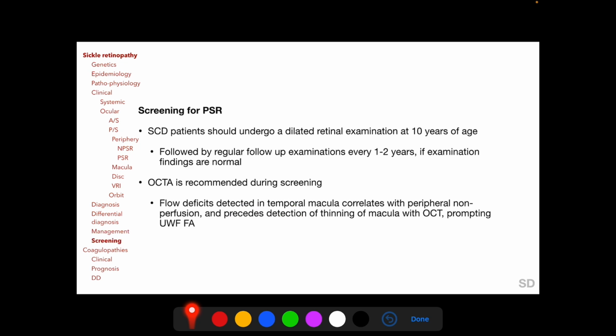The recommended screening protocol for proliferative sickle retinopathy is as follows. Sickle cell disease patients should undergo a dilated retinal examination at 10 years of age, followed by at least annual re-examinations. And as we have mentioned, OCTA is recommended during screening because flow deficits detected in the temporal macula on OCTA correlate with peripheral non-perfusion, indicating the need for fluorescein angiography or ultrawide field fluorescein angiography to detect peripheral non-perfusion as well as CFAN neovascularization. Also, flow deficits on OCTA have been found to precede detection of thinning of the macula, which is characteristic of SCD eyes on OCT.